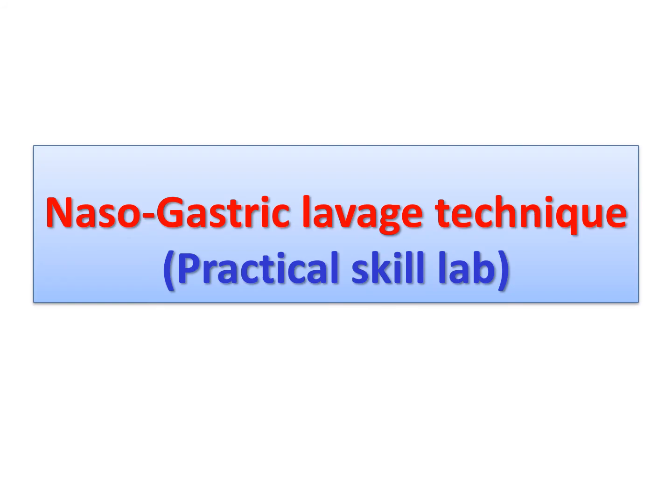The gastric lavage techniques will be discussed in detail in the practical part, but there are two types of gastric lavage techniques. If the tube is introduced through the mouth, it's called orogastric lavage, and if it's introduced through the nose, it's called nasogastric lavage. We will take a hint about the nasogastric lavage technique.